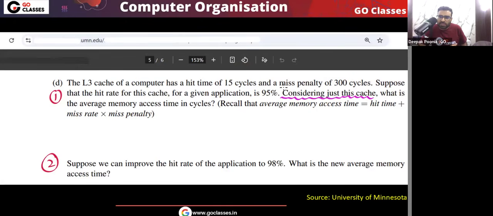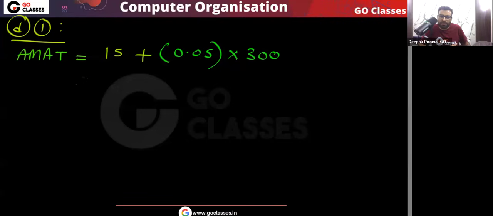What is the miss penalty? You can see the miss penalty is 300 cycles. So very simple. Cache memory access time is 15 cycles. Cache memory miss rate is 0.05. And cache memory miss penalty is 300 cycles.